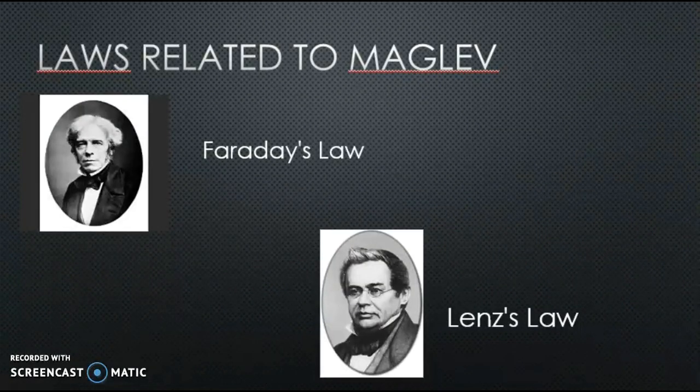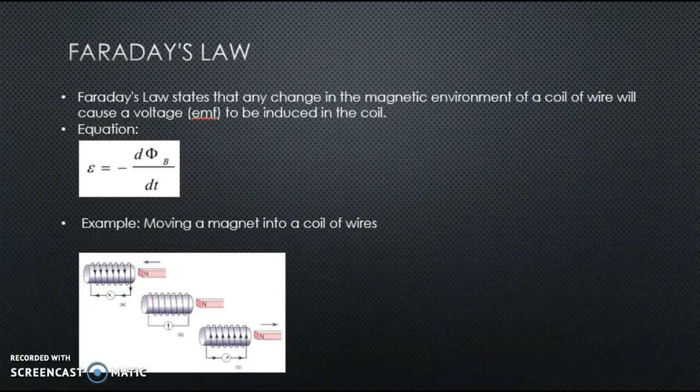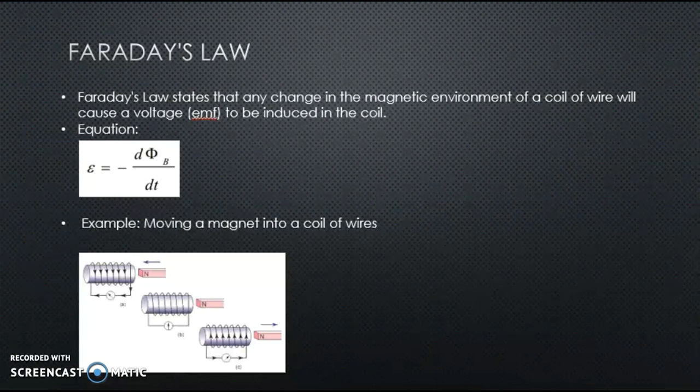So, the first content would be the laws related to maglev: Faraday's law by Michael Faraday, and Lenz's law by Emil Lenz. Faraday's law states that any change in the magnetic environment of a coil of wire will cause a voltage EMF to be induced in the coil. The equation below is the equation given by Faraday's law. E stands for the EMF, and that circle with a line through it is the magnetic field, and t will be the time taken.